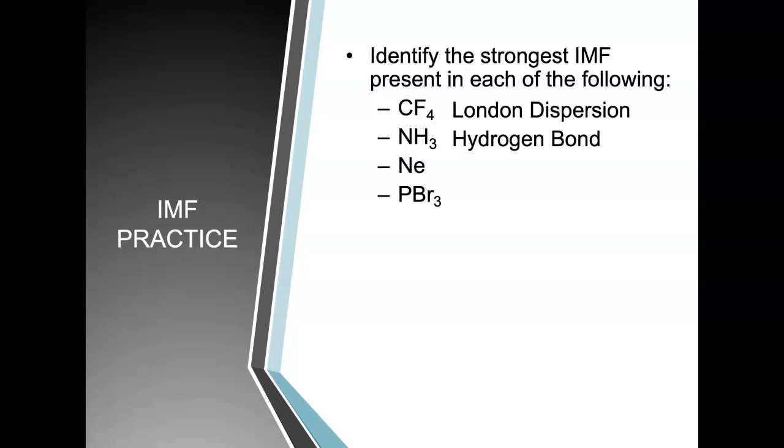So hopefully you found CF4. It's a nonpolar molecule. The only force that can be present is your London dispersion. In NH3, if you drew that out, you know that the N is directly bonded to the H. So anytime H is bonded to F, O, or N, it's a hydrogen bond. Neon, just an atom. So that would have to be London dispersion. PBr3, again, if you drew that out and you looked at your electronegativity difference between P and Br, you should have realized that that is a polar molecule.